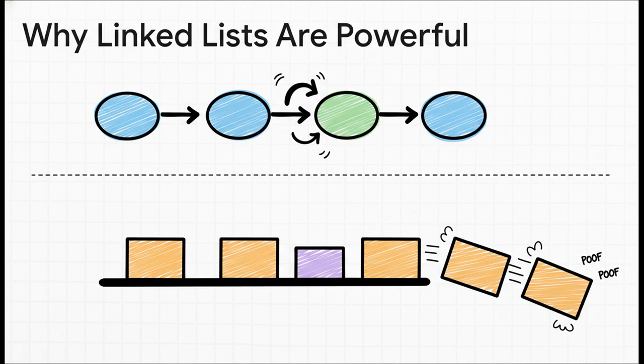Now, there's a trade-off, of course. They're not great if you need to instantly jump to, say, the 500th item. An array is much better for that. But for efficient insertions and deletions, yeah, they're really, really hard to beat.